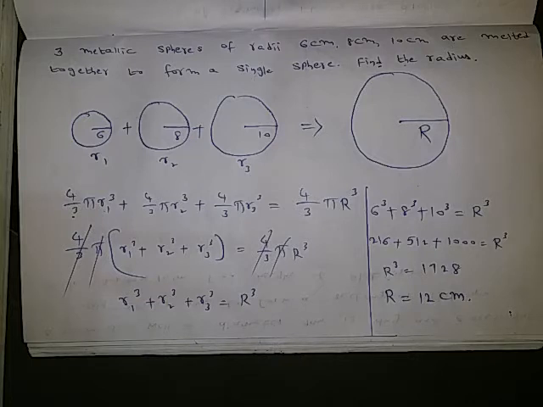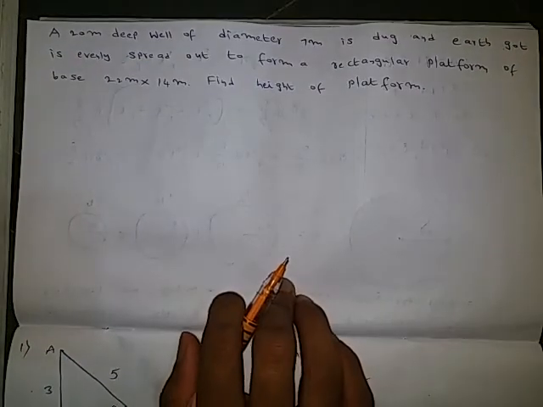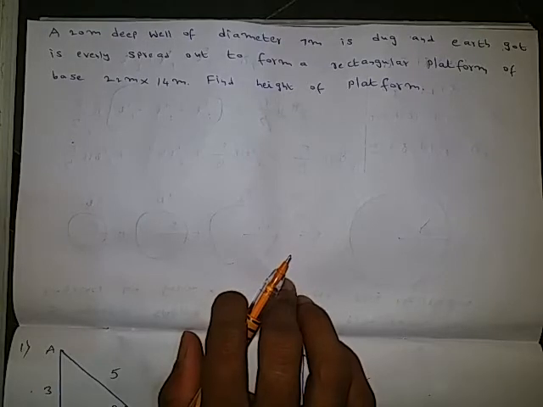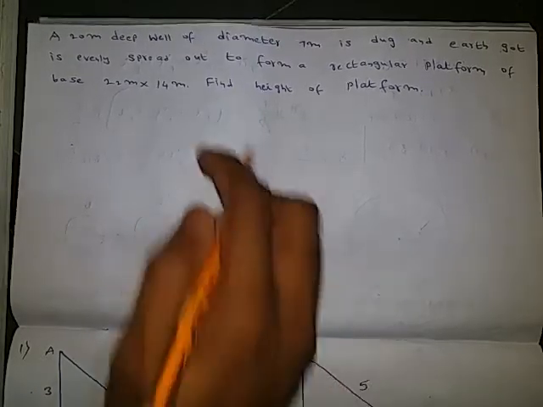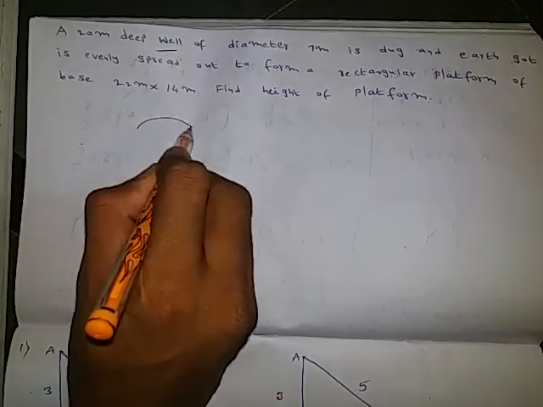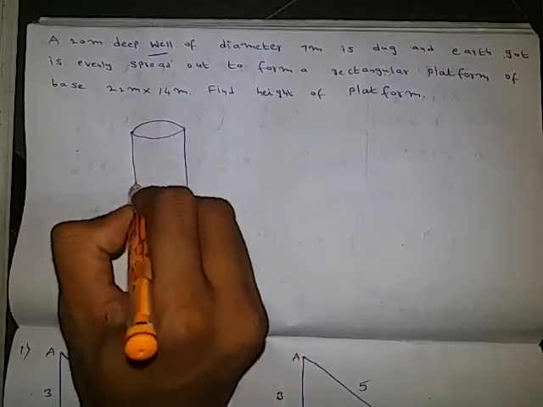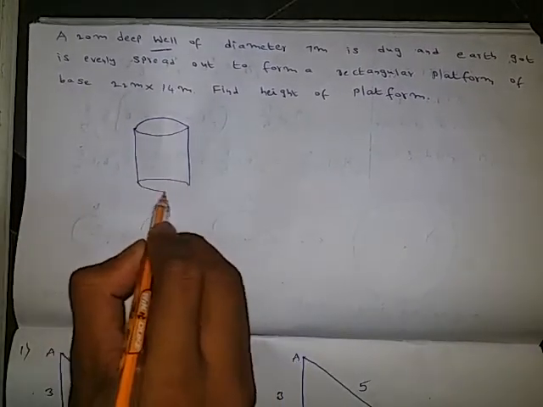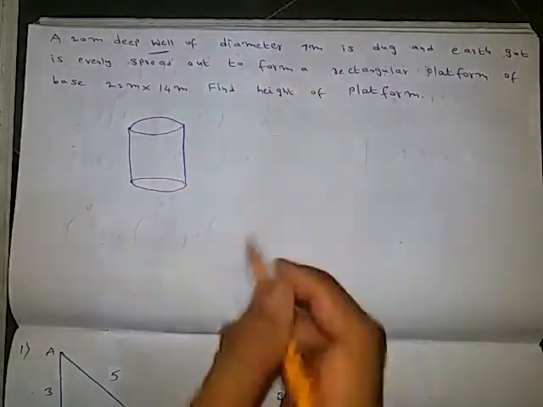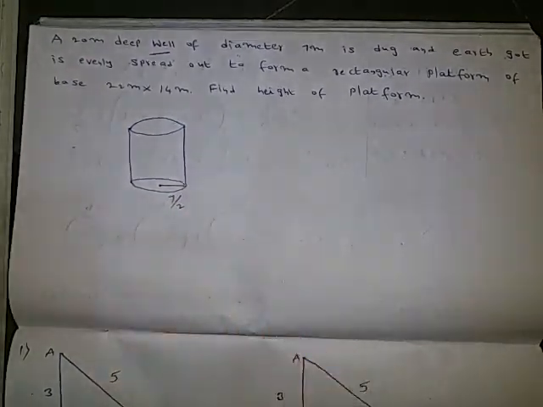Let us move to the next question. Okay, the next type of question in this mensuration is a 20-meter deep well. Whenever the word well is there in the question, it always means the cylindrical shape only, until and unless they mention another shape. This cylindrical well's diameter is 7 meters. So the diameter is 7, then the radius will become 7/2.